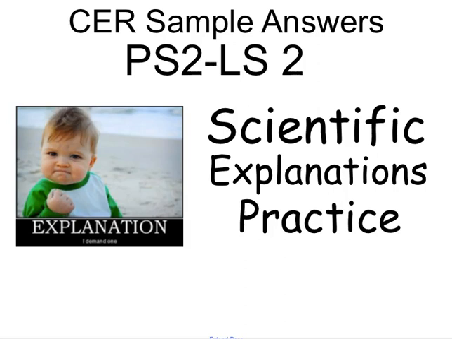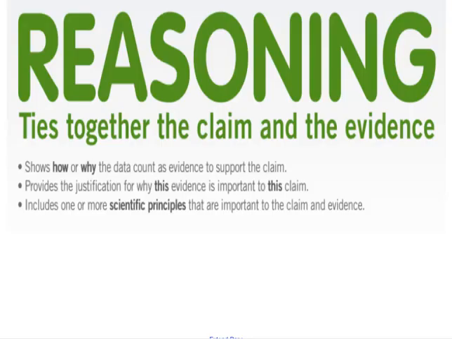Now the good news is reasoning, if you know some of the tricks behind doing well in the reasoning, it gets a whole lot easier. But it is the hardest part. Now the reasoning shows how or why the data counts as evidence to support the claim. So it actually takes the evidence and it helps explain why the evidence supports the claim. It provides the justification for why this evidence, again, is important to the claim. It includes one or more scientific principles that are important to the claim and evidence.